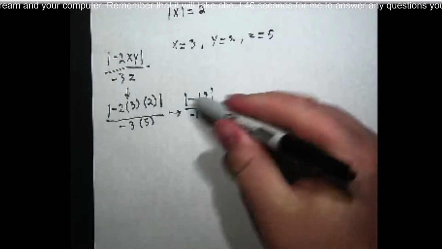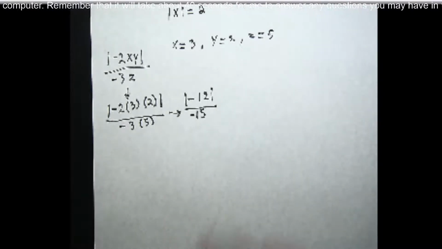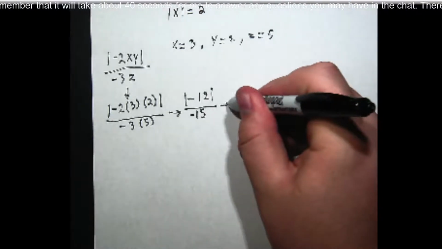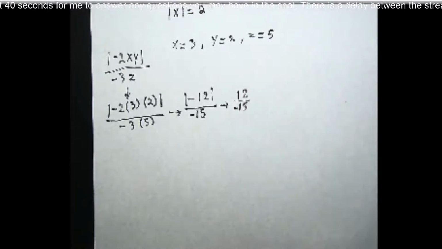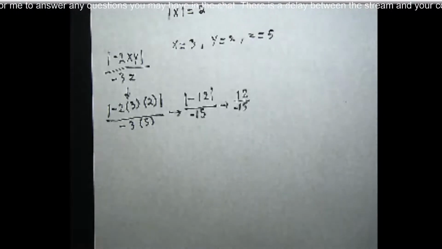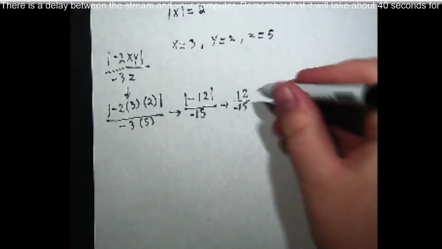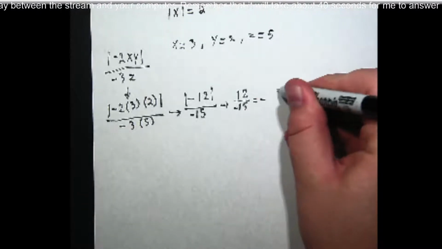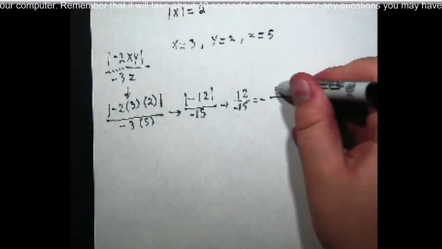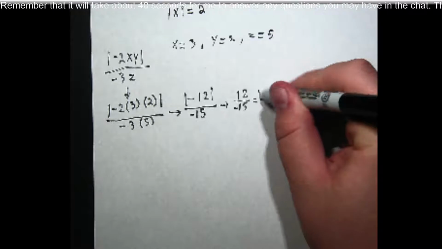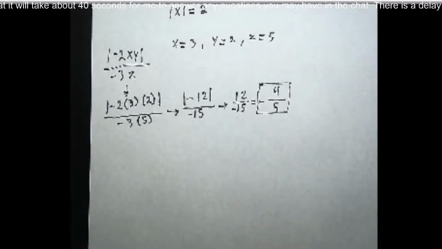Good. So once we get what is inside of that absolute value done, we can go ahead and take the absolute value, which, like you said, is just 12 over negative 15. Now, here's the real question. Can we simplify that? Yeah, we can. Because 12 and 15 can both be divided by what? 3. So our answer is negative what over what? 4 over 5. Good. Excellent.